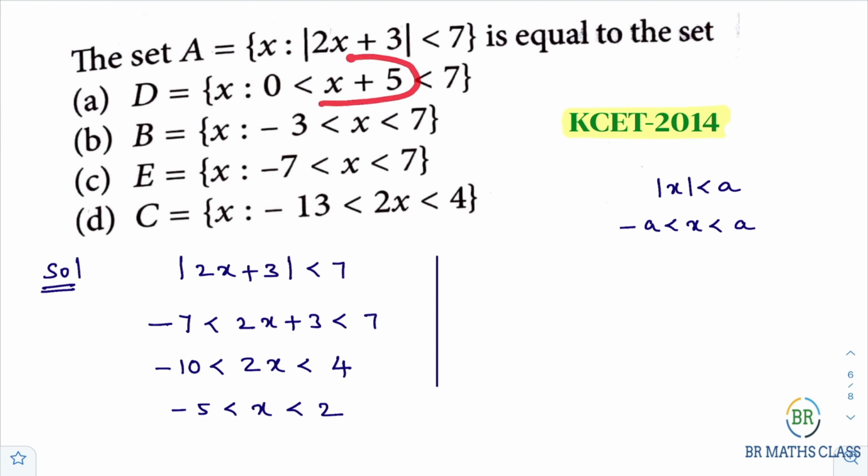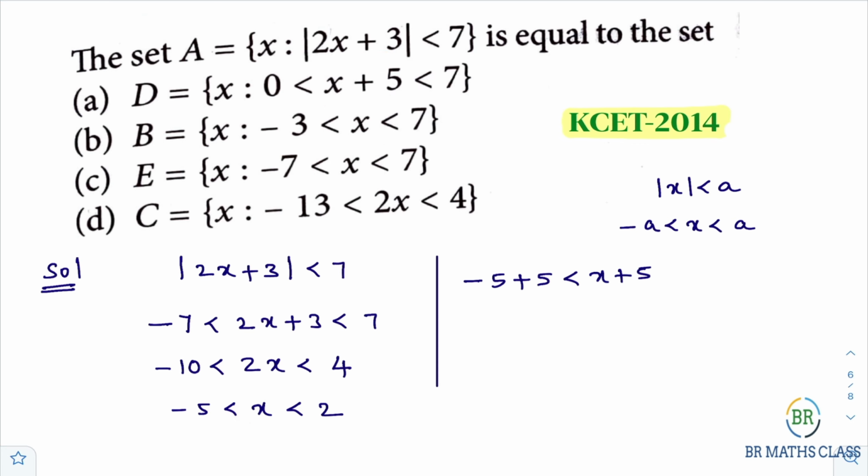Now you observe the first option. In the first option, what is there? x plus 5 is there. So what I need here is x plus 5. How will I get x plus 5 here? I'll add 5 to this inequality, and for this complete inequality, I'll add 5. Add 5, what will you get? Minus 5 plus 5 less than. I'm just checking the first option, that's it. In the first option, x plus 5 is there, so I'm trying to get x plus 5 here. I'll check whether it is correct or not.